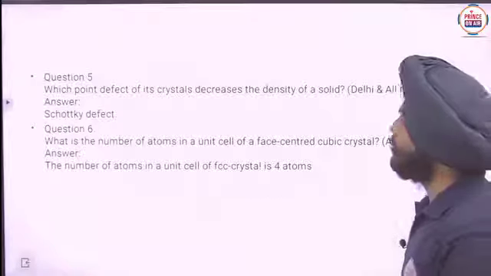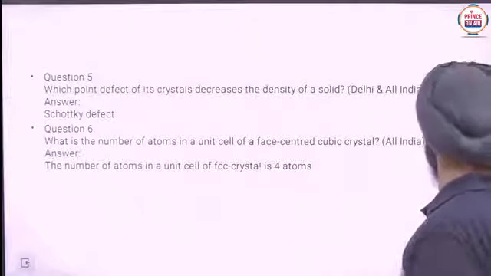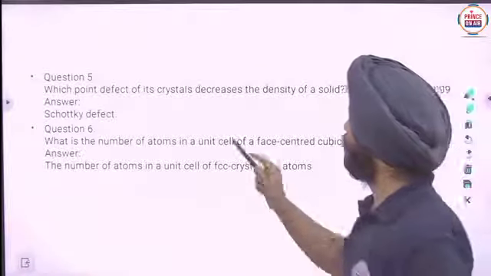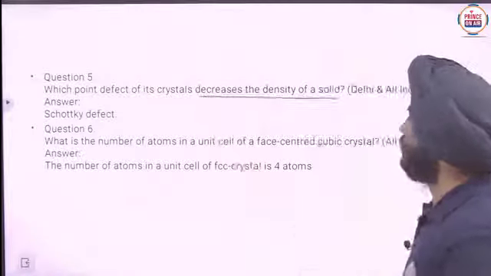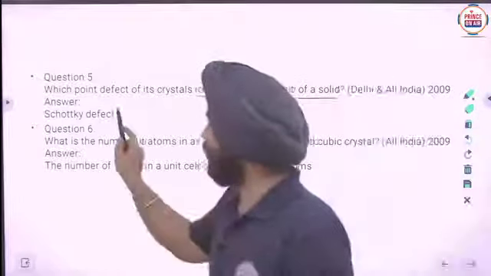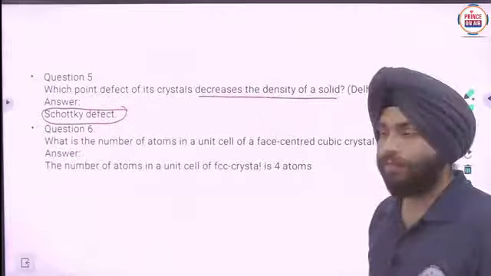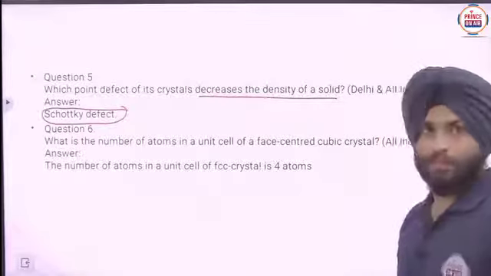Next is, which point defect of crystals decreases the density of solids? Once again that question was asked, same Schottky defect. Some questions may be repeated.